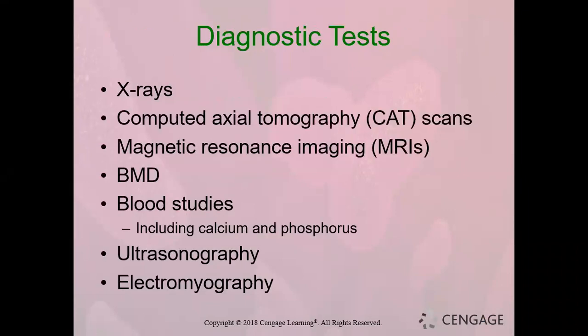There are different tests that we use for diagnosing problems with the musculoskeletal system, CAT scans, MRIs. BMD is just bone mass density. That's just testing to see how dense our bones are. The less dense they are, the weaker they are, with such things as osteoporosis. They're going to do blood studies looking at calcium and phosphorus. That has to do with bone density again. Our bones are made up of lots of things, but calcium being one of them. There are ultrasounds, electromyography.